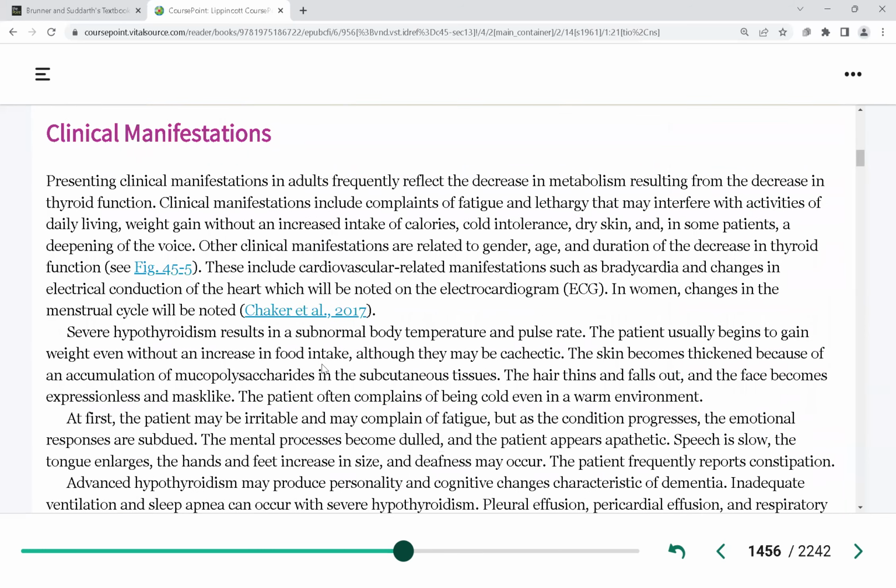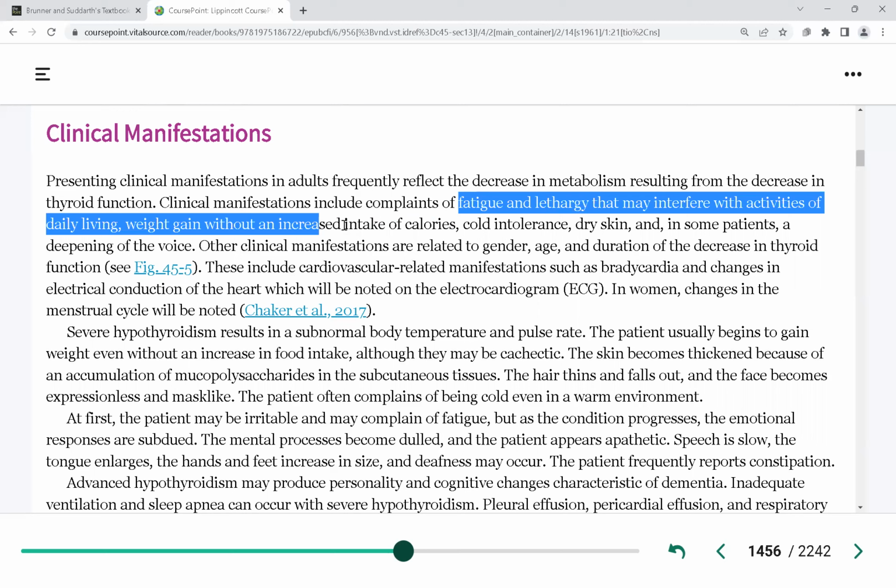Manifestations. So imagine a person who has very low metabolic rate. The metabolic activity is very, very slow. So what will happen? Every cell in the body, from the brain to the heart, the kidneys, the GI tract, the skin, everything is very slow. What will the patient look like? Do they have enough energy? They will be fatigued and tired, with weakness. All right, so we have fatigue, lethargy. They will gain lots of weight even if they eat very little. Cold intolerance, dry skin.